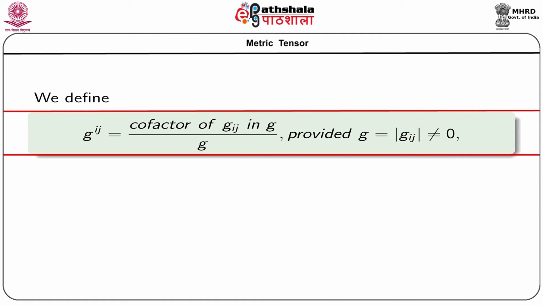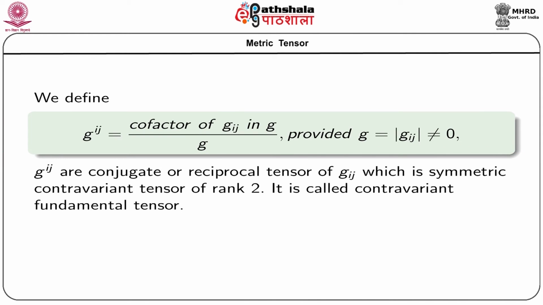Now, we define the conjugate metric tensor in the following way: G upper ij equals the cofactor of Gij in G divided by G, provided G, the determinant of Gij, is not equal to 0. This G upper ij is the conjugate or reciprocal tensor of the fundamental metric tensor Gij, which is also a symmetric contravariant tensor of rank 2. It is called the contravariant fundamental tensor.